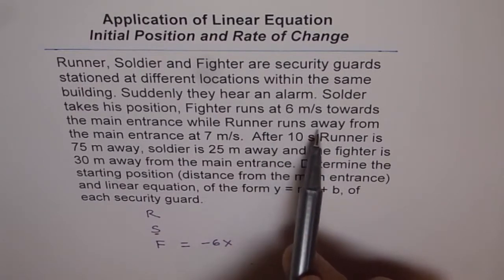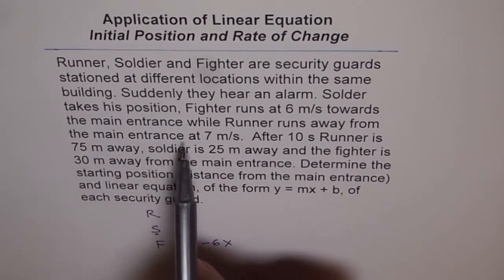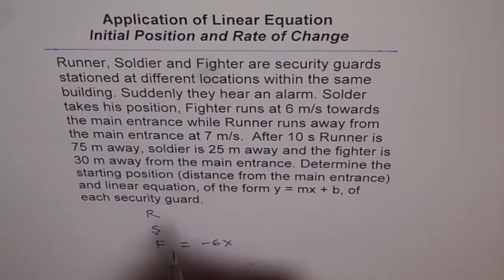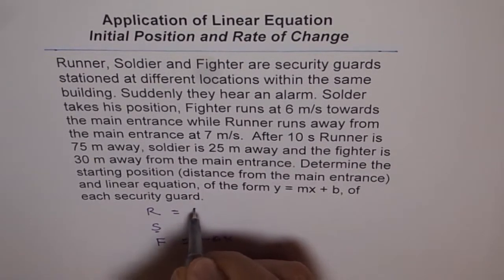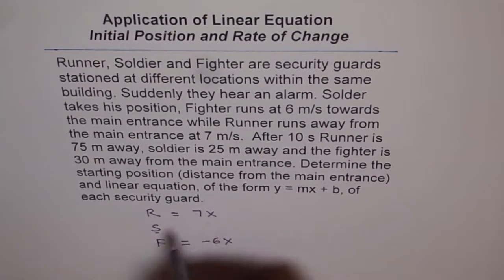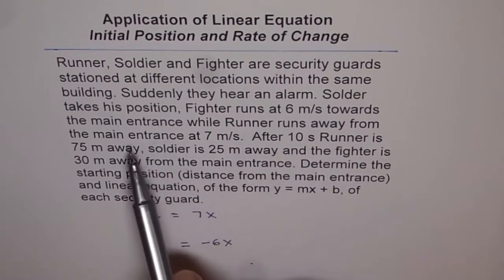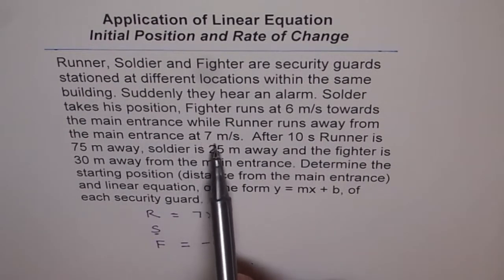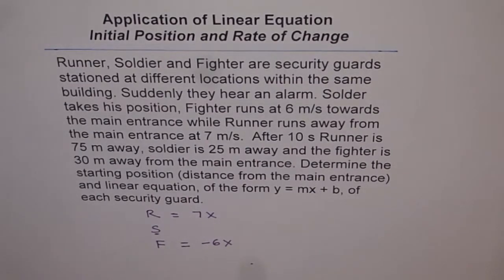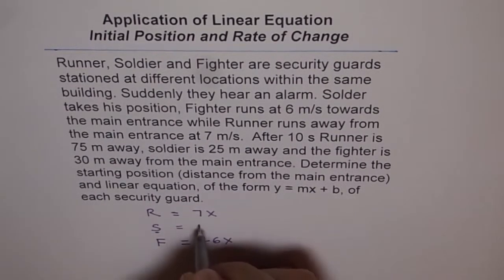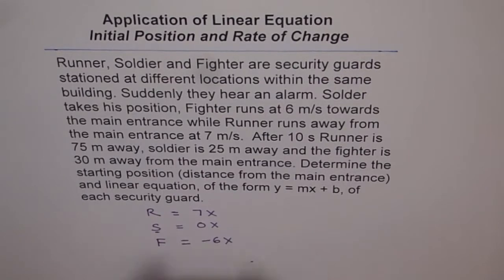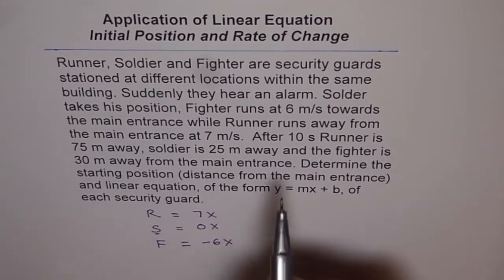While runner runs away from the main entrance at 7 meters per second, for runner it is 7x. Distance will increase because runner is running away from the main entrance. Do you see? And soldier stays there, so it is 0x. Soldier is not running, correct?